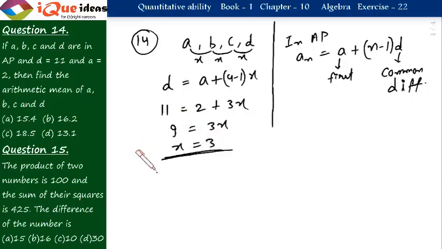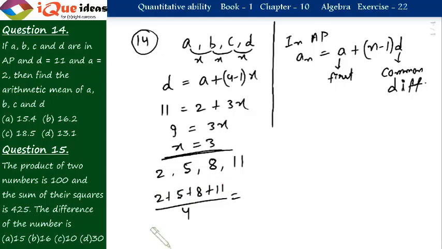So the first number is 2. Second number will be 2 plus 3, that is 5. Next number will be 5 plus 3, that is 8. And the next number will be 8 plus 3, that is 11, already given. Now the question says find the arithmetic mean. The arithmetic mean would be 2 plus 5 plus 8 plus 11 divided by 4. If you add them, you get 2 plus 5, 7 plus 8, 15 plus 11, 26 divided by 4.